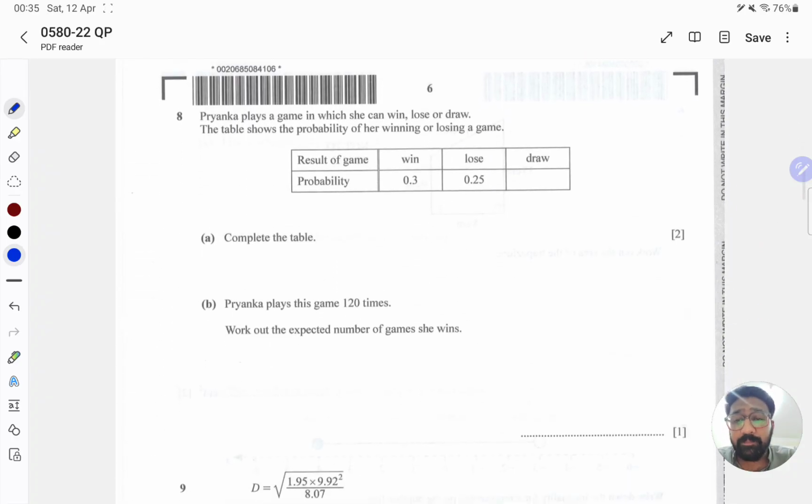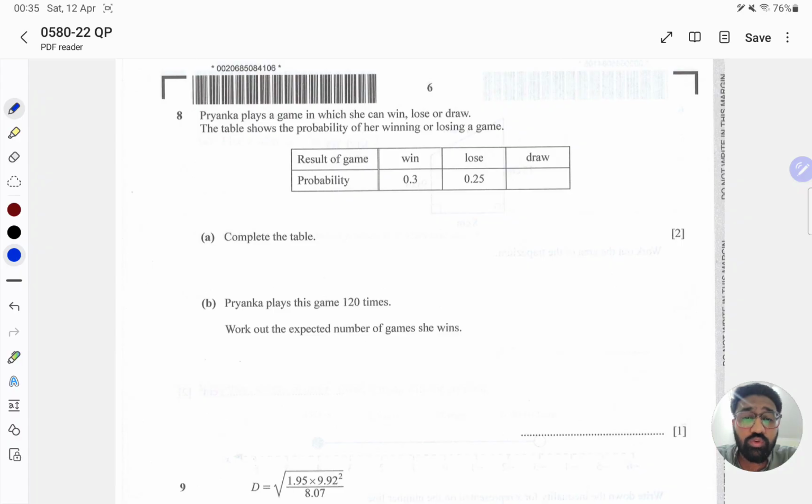Question number 8 says that Priyanka plays a game in which she can win, lose or draw. The table shows the probability of her winning or losing. These two are given to us in the table. We need to complete the table.